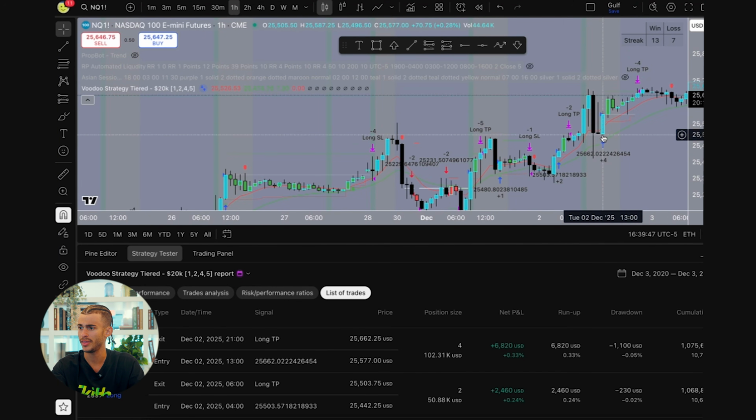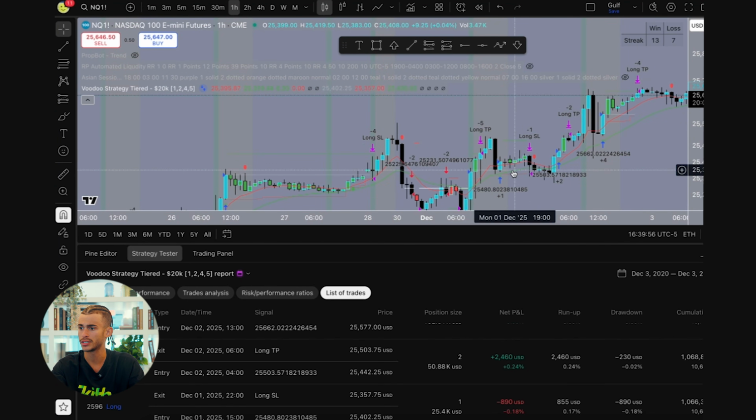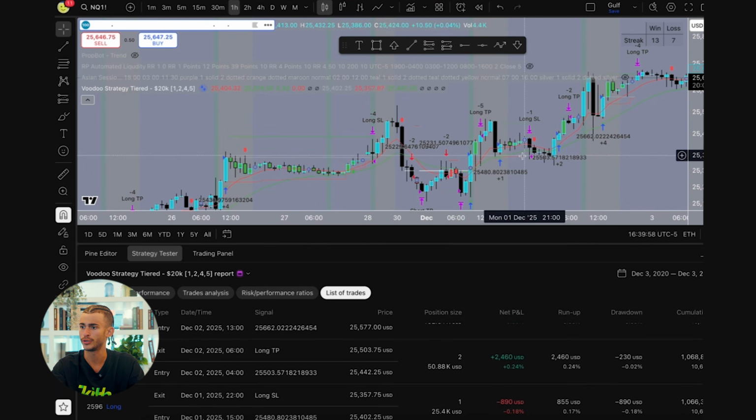So we entered some longs right there. We took profit right there. That trade made us $6,800. Entered longs there, out there, $2,400 off that one. And then we had a small loss right there for $890.